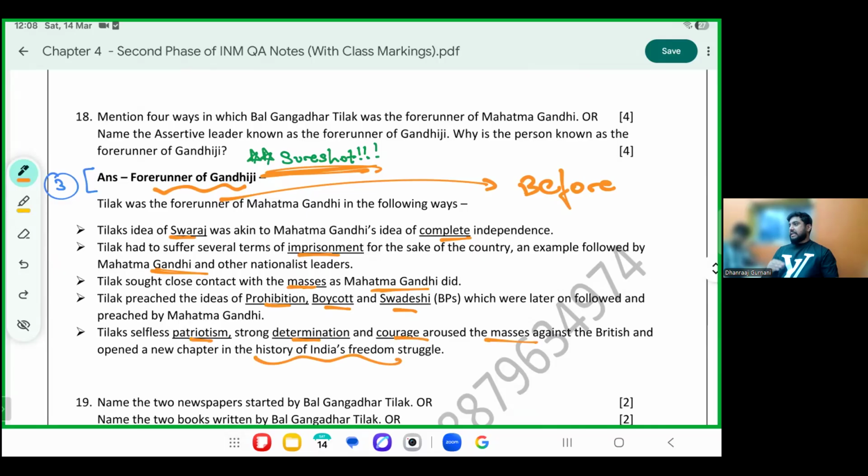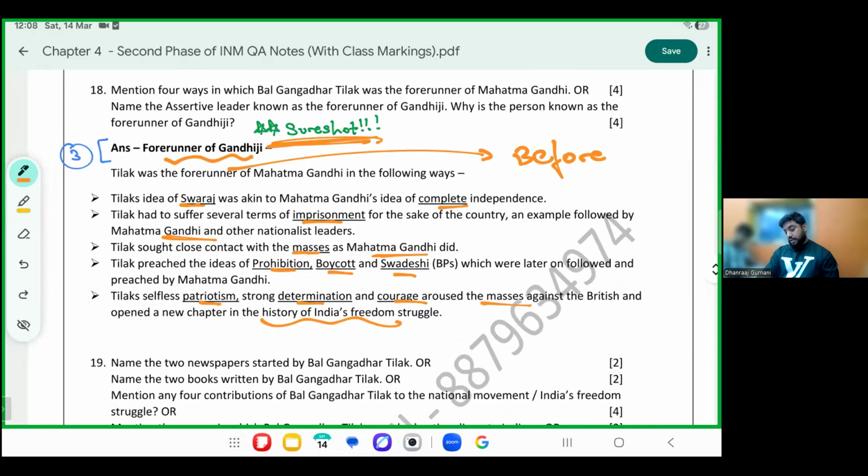Please confirm. Basically, Tilak was the forerunner of Gandhi. That means whatever Tilak did, Gandhiji did on the same lines. But obviously, Gandhiji had his own qualities or his own methods also. It was not a full copy, but the base was the same.